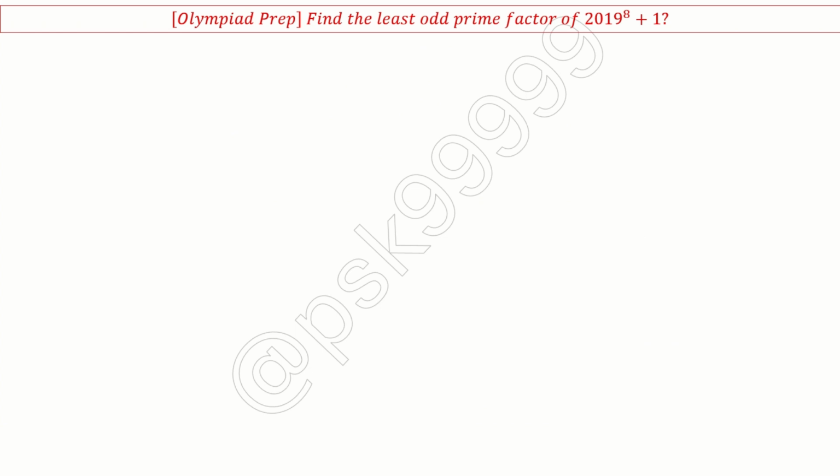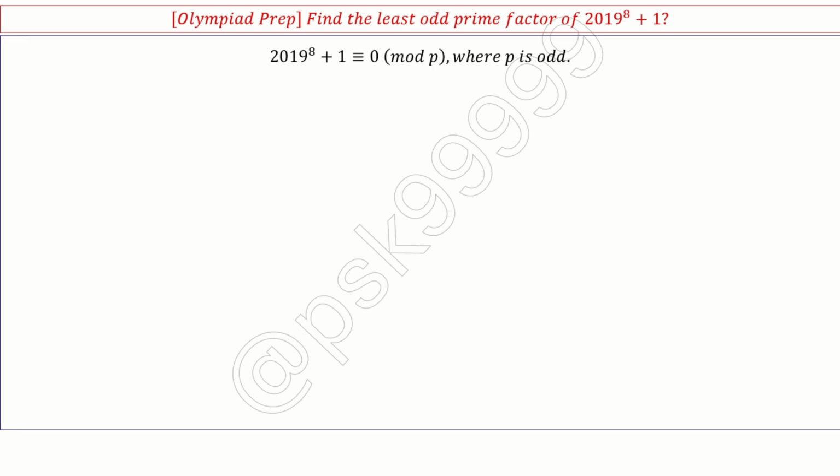Now let's see one problem on it. Find the least odd prime factor of 2019 to the power of 8 plus 1. So basically the question is 2019 to the power of 8 plus 1 is congruent to 0 mod p. What is the p? It is an odd prime. Of course, except 2, all the primes are odd. So this is the question. So how can I make it simple? I take the 1 to the other side.